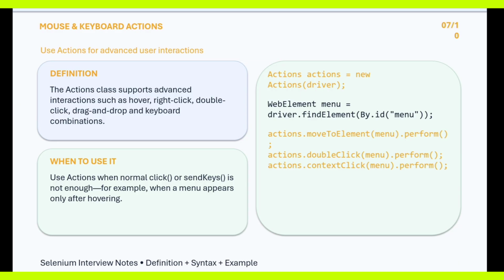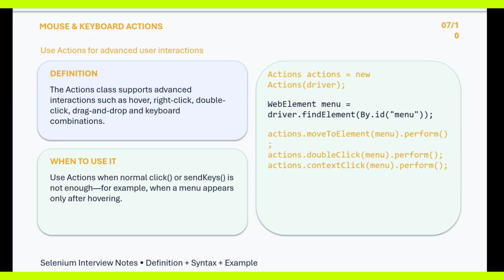We create an Actions object and then use methods such as move to element, double click, and context click. For example, if a submenu appears only when we hover over a menu, we can use move to element to perform that action. The Actions class is especially useful when automating applications with complex user interactions. So we've covered mouse and keyboard actions.